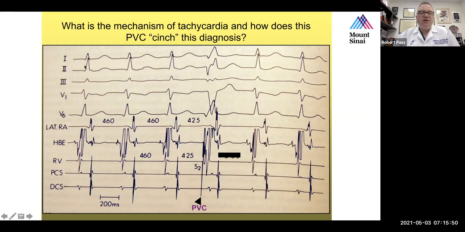And just to remind you, whenever you're looking at these tracings, the top 4 are surface in this particular example. Actually, top 5 are surface leads. They have an RA lead, a His bundle, just one His channel, RV, and then proximal and distal coronary sinus.